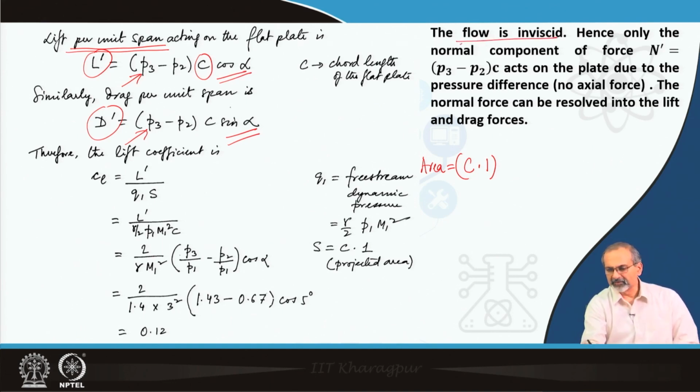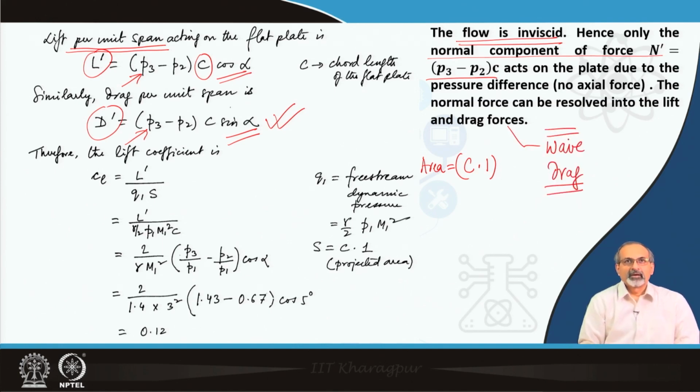The flow is of course inviscid, and the normal component of the force would act on the plate due to the pressure difference. The normal force can be resolved into lift and drag forces, and the drag that acts in this case is of course not having its connection with skin friction drag or shear stress related drag. It is what we call wave drag, which occurs in compressible flows. So, we got the pressure difference resolved into two directions now and converted into forces by taking into account the area.